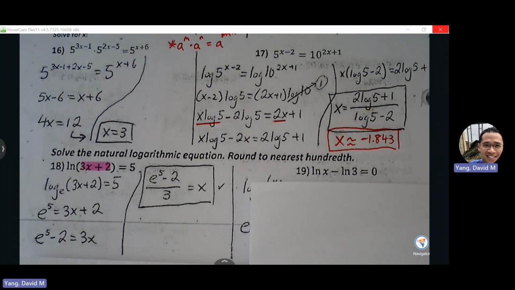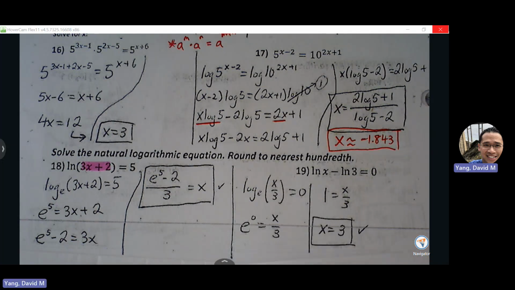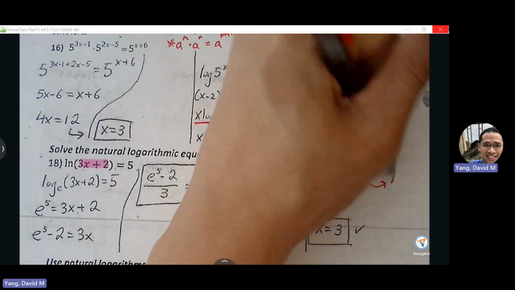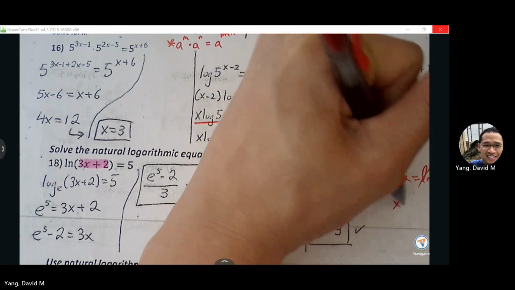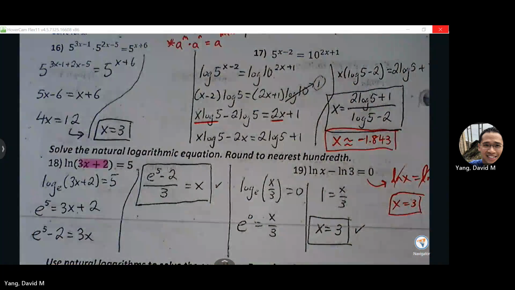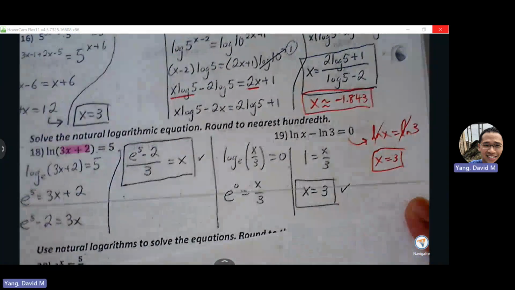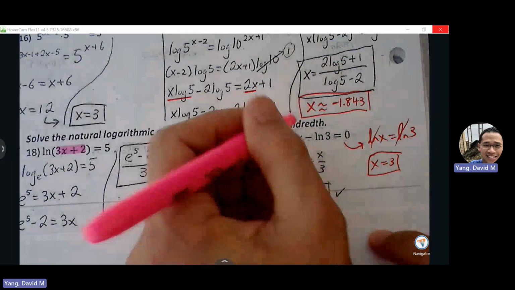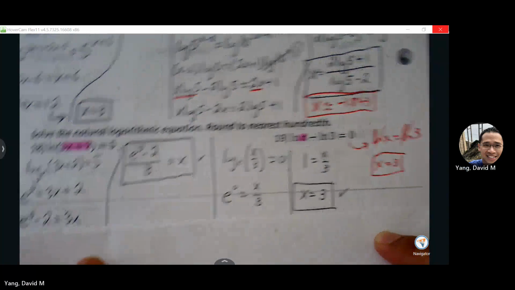Okay, for 19, natural log of x minus natural log of 3 equals 0. You could set them equal to each other. You can use quotient property. Maybe a faster way to do this is just setting them equal to each other and then just drop the natural log. So we do have to test 3 in for my x value inside the natural log is safe. No negatives.